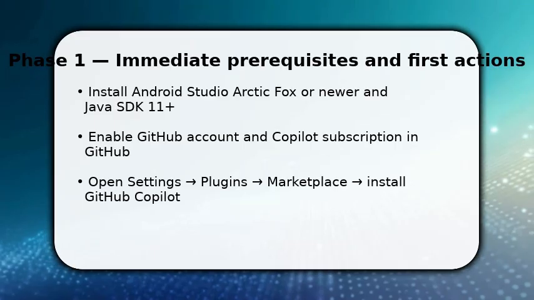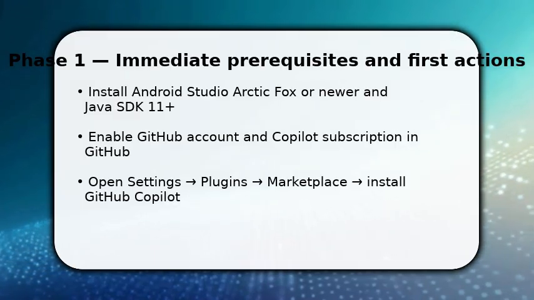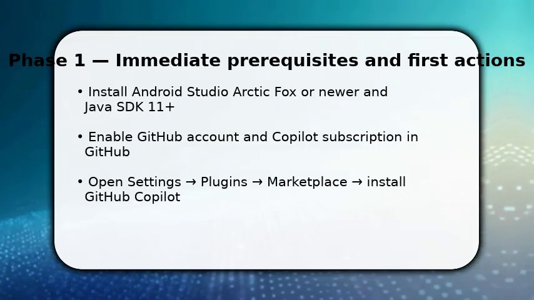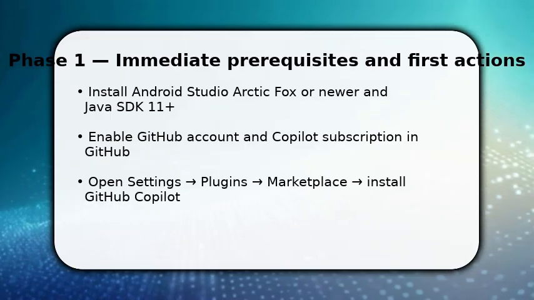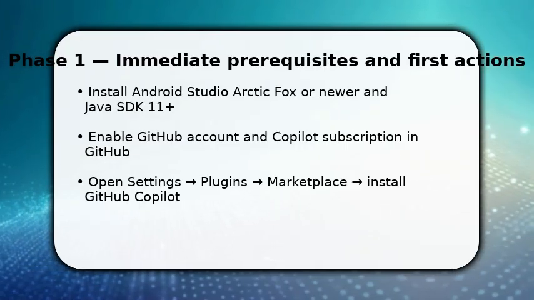You start by confirming prereqs: Android Studio 2020.3 or newer, Java 11, and an active GitHub Copilot plan. Once those are in place, open Android Studio and go straight to plugins, search for GitHub Copilot and install it, then restart the IDE.